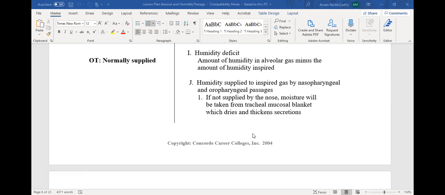All right, now we know that the nose and the oral pharyngeal passages do this for us. But if not supplied by the nose, the moisture will be taken from the tracheal mucosa blanket. Remember we talked about the mucus blanket, right? The mucus blanket has the gel layer and the sol layer, and it lines all of the tracheobronchial tree.